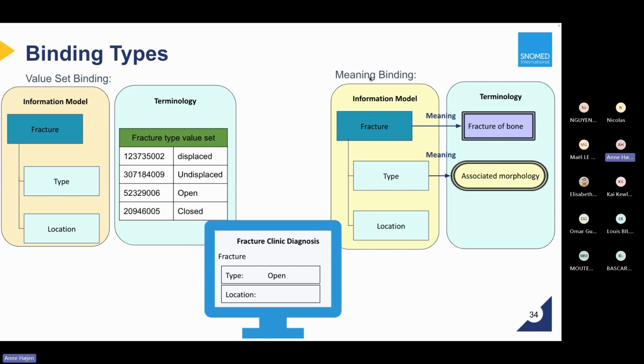So when we perform a meaning binding, it is to state what is the meaning of this field. So that often represents a question. Instead of just saying enter type, the underlying meaning of type is what is the associated morphology of this fracture? But you would never see that question on the user interface, of course. Type would be enough for the clinician to understand it. And with a constrained set, it would also be easy not to select something that is not an associated morphology.